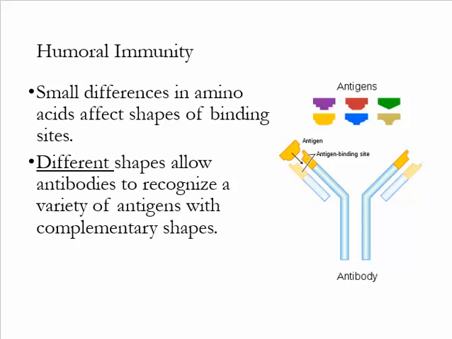Now there are different shapes, obviously, of the antigen binding sites, but some of them are pretty similar, and because the antigen binding sites are similar, they're able to attach to antigens that have similar shapes. Okay, so one antibody is able to recognize a variety of antigens.